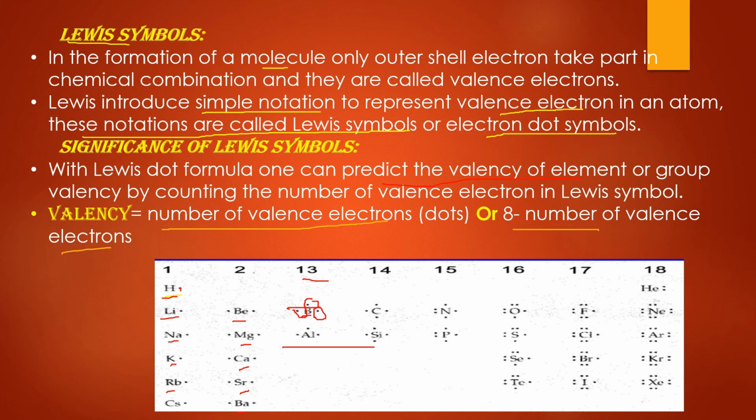Now let us take an example. Suppose I am taking the example of magnesium. There are 2 electrons in magnesium, so its valency is 2. In aluminium, 3 electrons, so valency is 3. In silicon, there are 4 electrons, so valency is 4.